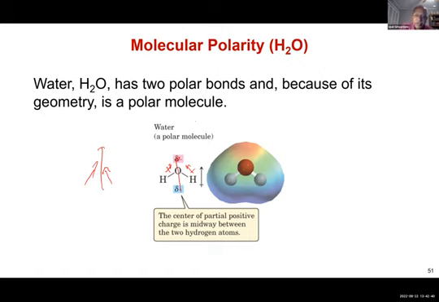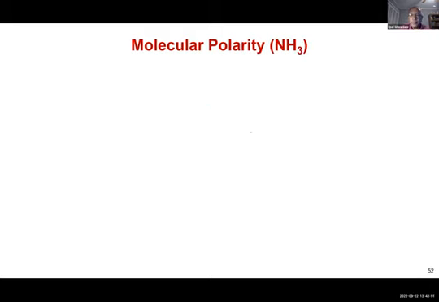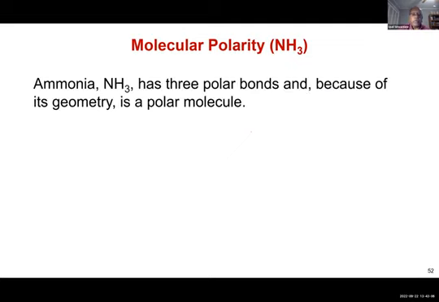So therefore, there's a resultant negative end and positive end. This is the positive end of the dipole of the water molecules. That's the negative. Therefore, water is a polar molecule. You look at the polar bonds in water molecule, they don't cancel out like in carbon dioxide. Ammonia is similar story, polar.